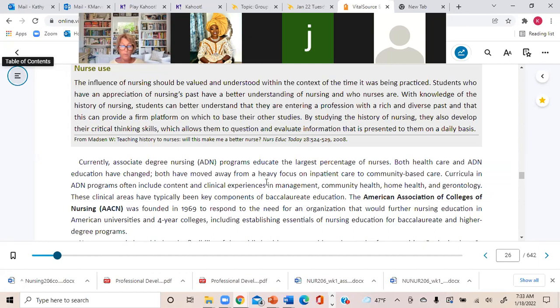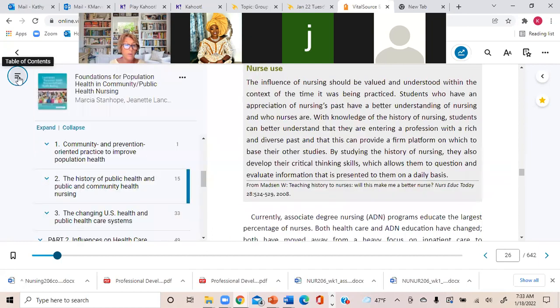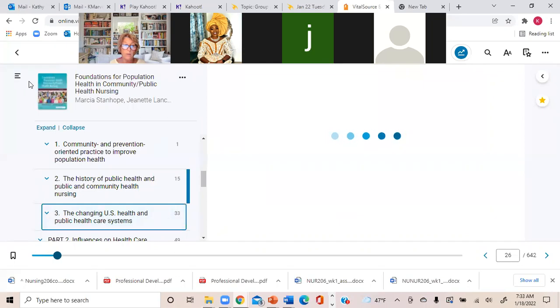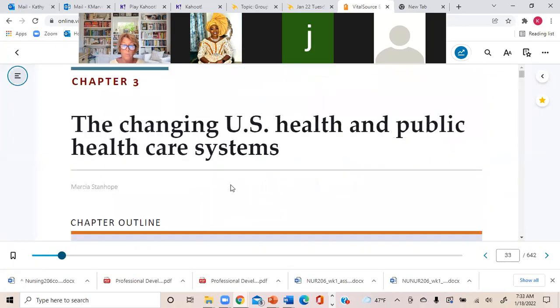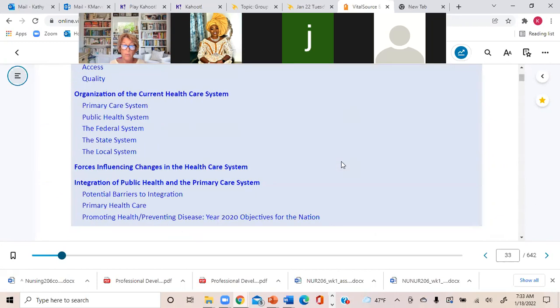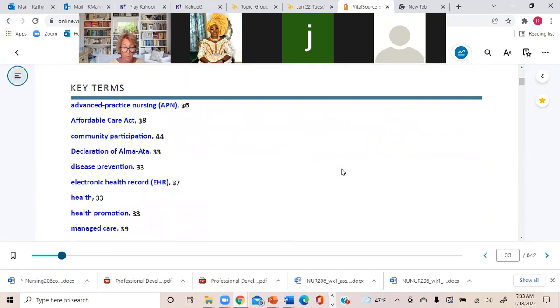Okay, changing to chapter 3. Changing U.S. health and public healthcare systems. So objectives here, right? Has anybody gone to chapter 3 and looked at the objectives, and can help out here and be interactive? No? So if you haven't, you guys have some work to do with preparing for the exam.